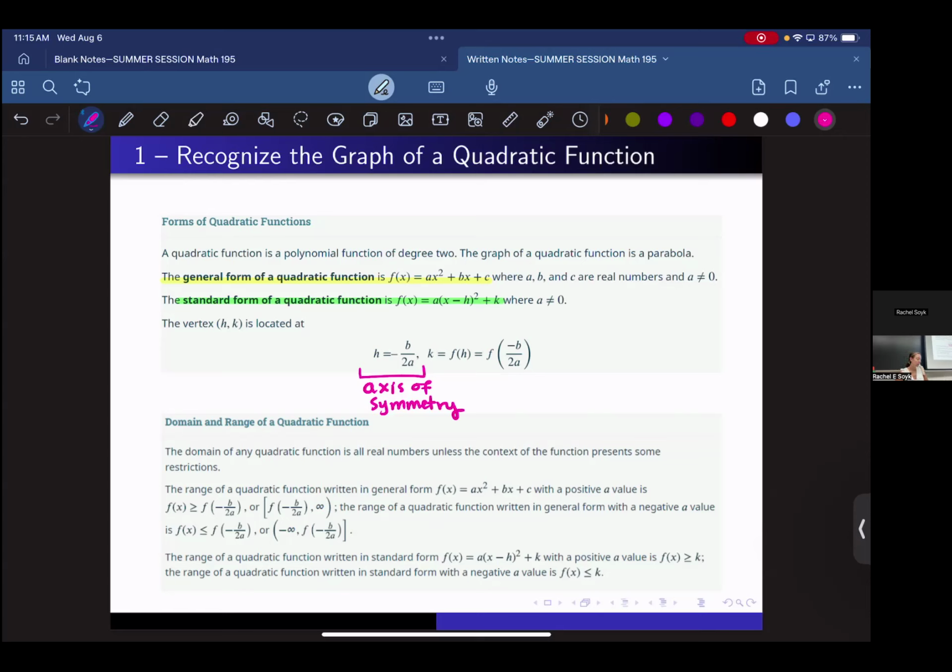And then when you're finding the domain and range of a quadratic function, your domain of quadratics almost all the time is going to end up being all real numbers because you have no restrictions with your x values, but your range is always going to have that restriction, whether you're dealing with a maximum value or whether you're dealing with a minimum.